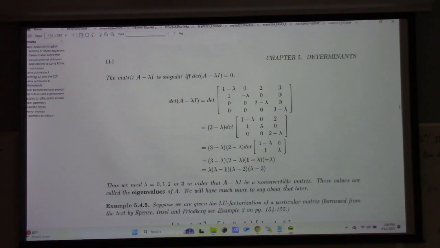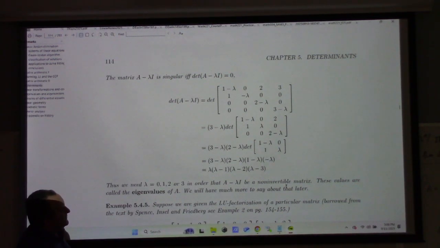So if this is singular, we must have the determinant of A minus lambda I equal to 0, all right? So here we have to work with a symbolic determinant. I got, minus lambda I just subtracts lambda on the diagonals, like that. And then I expanded, I guess here. Not sure what I did.